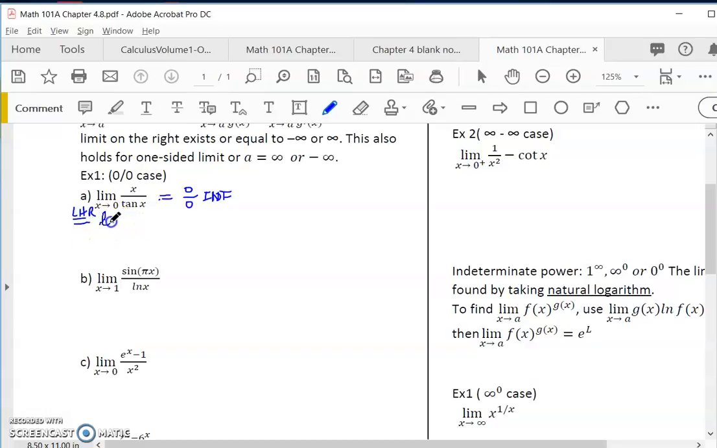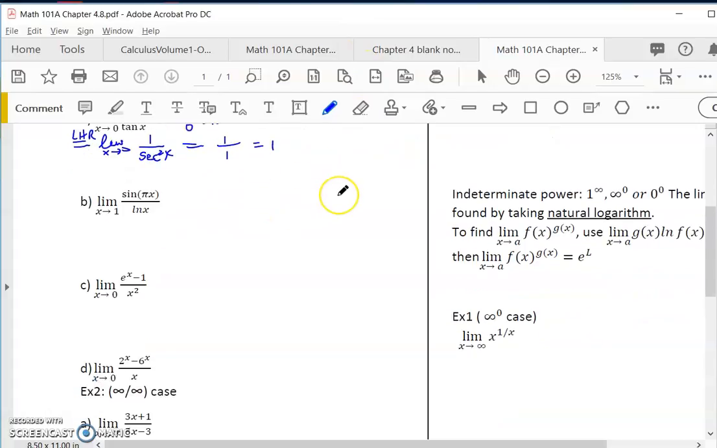So it would say the limit as x approaches 0. Derivative of x is 1. Derivative of tangent x is secant squared x. Now you do direct substitution: 1 over 1, that's equal to 1. So the limit of the original function, although it's 0 over 0, is 1.